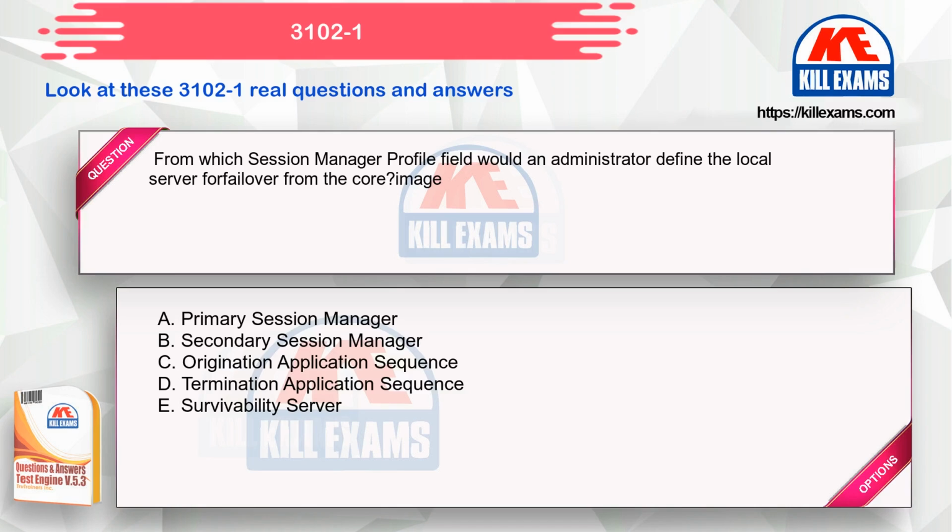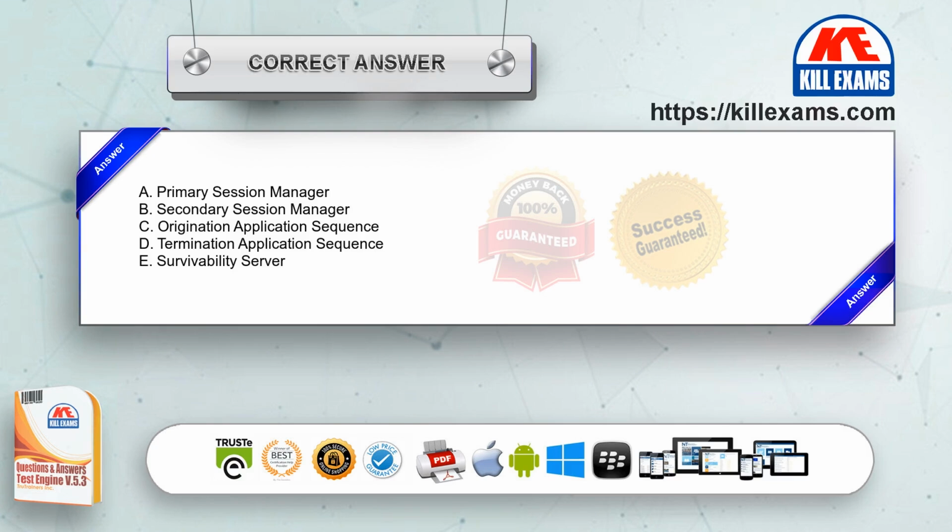From which Session Manager Profile field would an administrator define the local server for failover from the core image? Option A. Primary Session Manager. Option B. Secondary Session Manager. Option C. Origination Application Sequence. Option D. Termination Application Sequence. Option E. Survivability Server. The correct answer is option B.